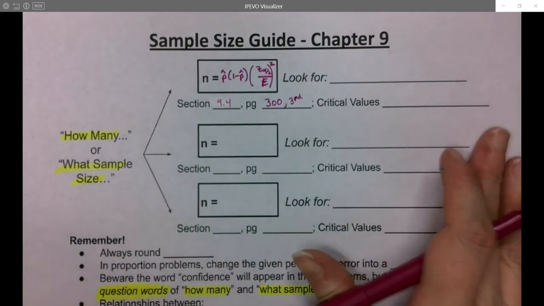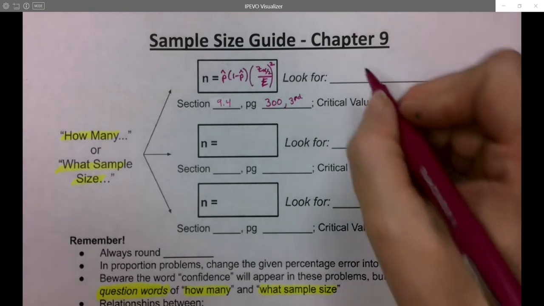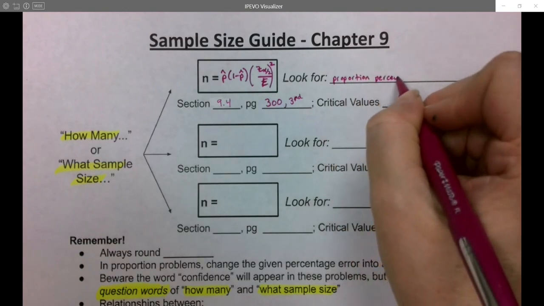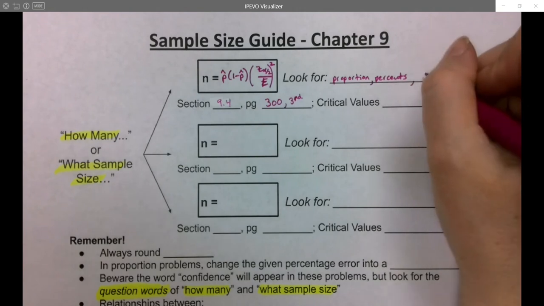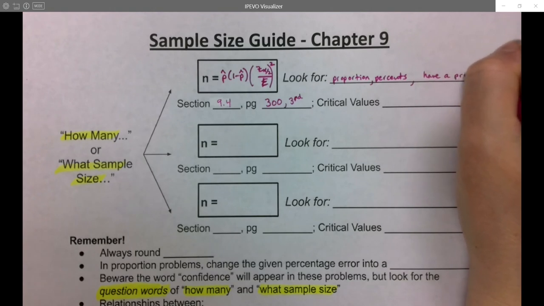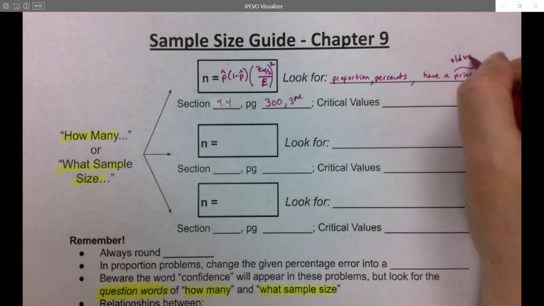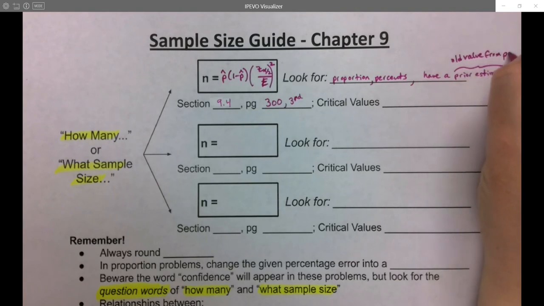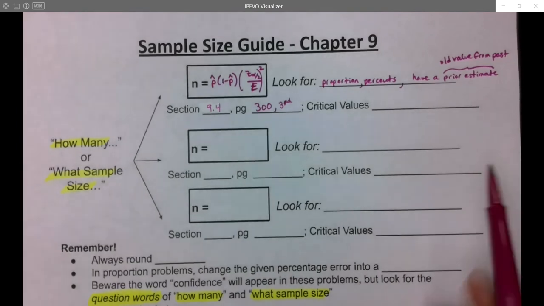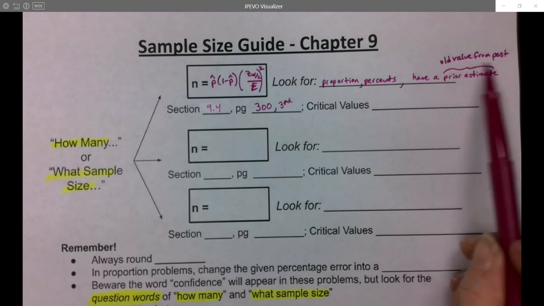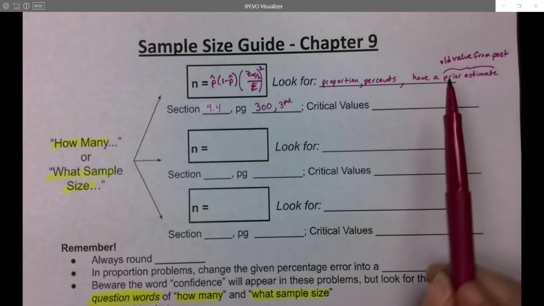Now, what you're going to look for are some keywords. For one thing, it's going to discuss proportions and percents, right? So you're going to see that somewhere in there. And then it's also going to talk about the past. It's going to have a prior estimate, as in some old survey from the past. Right? Last year we did a survey and it had this much. That's a prior estimate. It's a p hat from the past. So if you see some old value for p hat from the past, this is the one you're going to use.